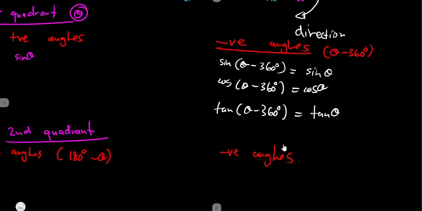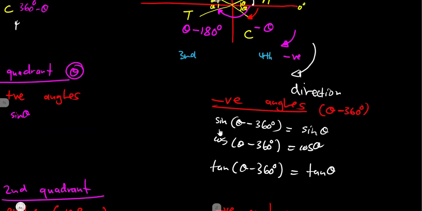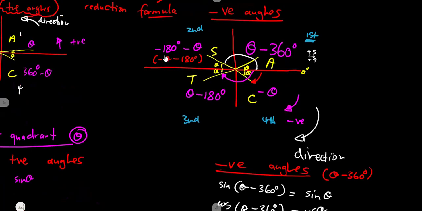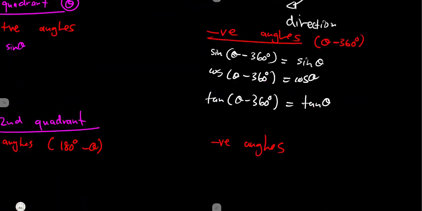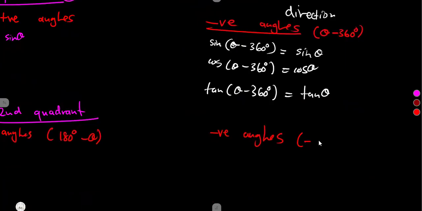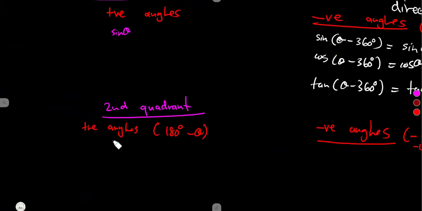As of the negative angles, we are in the second quadrant, our angle is given as minus 180 degrees minus theta, or minus theta minus 180. Any of those forms you might be given. So this is minus theta minus 180 degrees, or it can be minus 180 degrees minus theta. What I'm trying to say is that when we add the positive, because we talked about the positive angles.